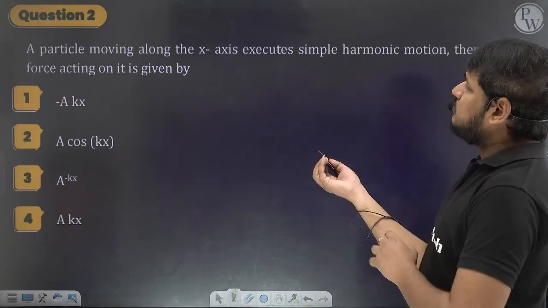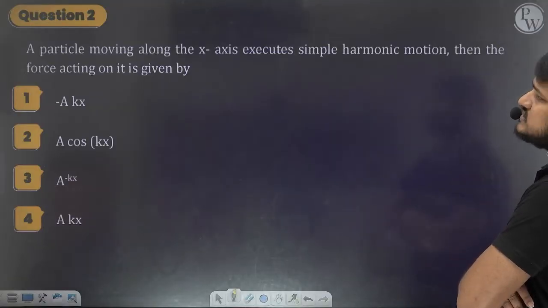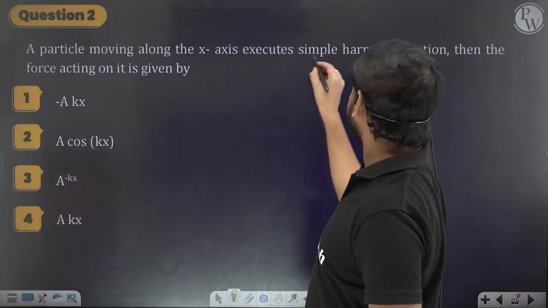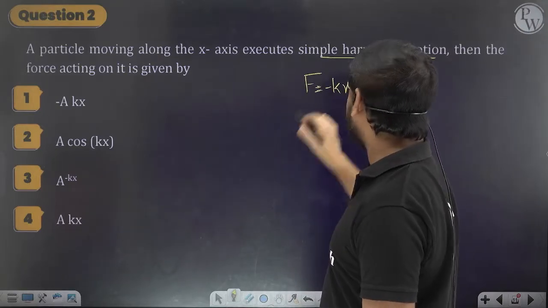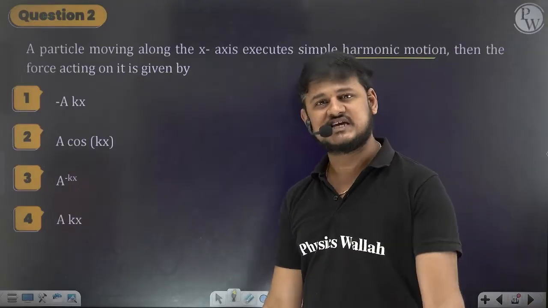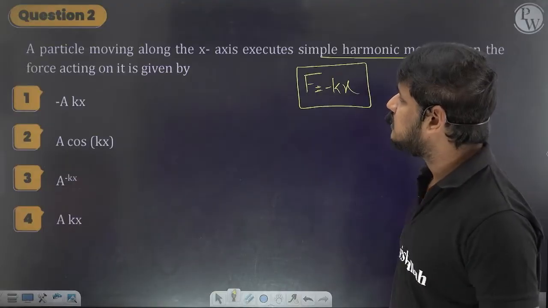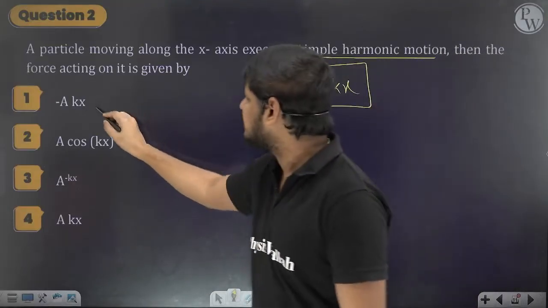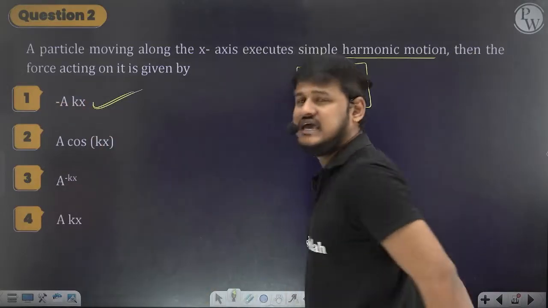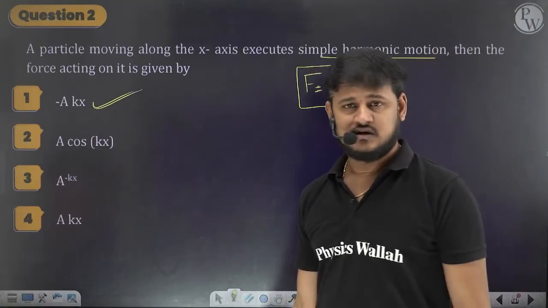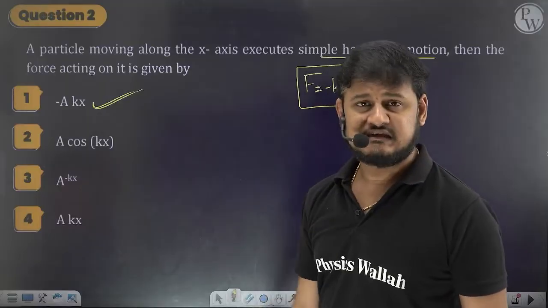Here a particle moving along the x-axis executes simple harmonic motion, then the force acting on it is given by? If it is making simple harmonic motion, the force acting on the particle will be the restoring force. So what is that restoring force formula? F is equal to minus kx, that's it. See the option here, some constant is added, so no problem. You can just take minus a into kx, where a is some constant. Because there is no direct kx, it is along with some constant a.